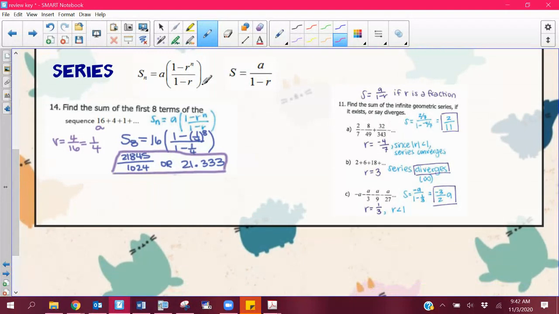This first equation, notice it has an n underneath. This means that it's a partial sum. You are only going to be adding up the number of terms they say in here, because they're going to have the first term, the common ratio, the number of terms, and here's the common ratio again.